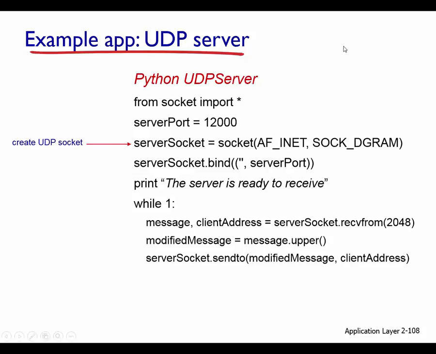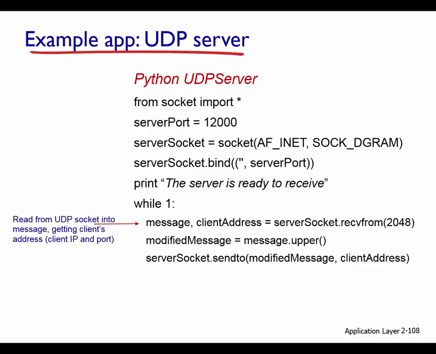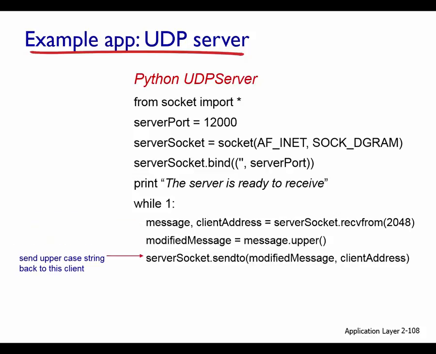So like I said, we create our UDP socket here. We bind the socket to the local port 12,000. We loop forever. We read from the UDP socket, getting the client's message, and also getting the client's IP address and port, so we know where to send it back. And we send the string back to the client.